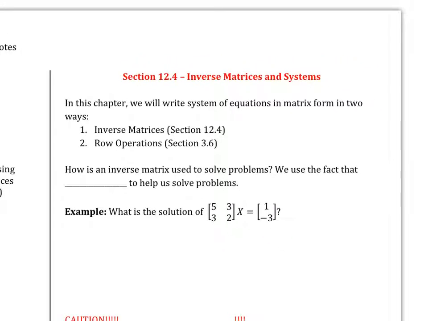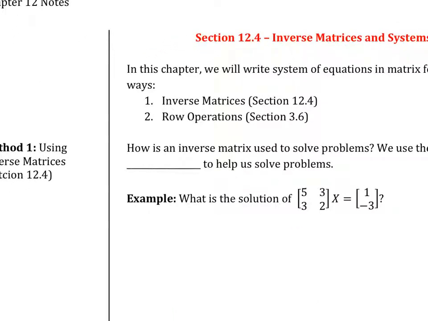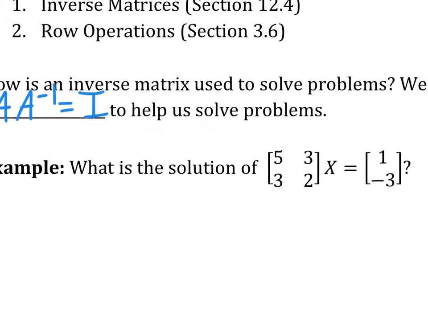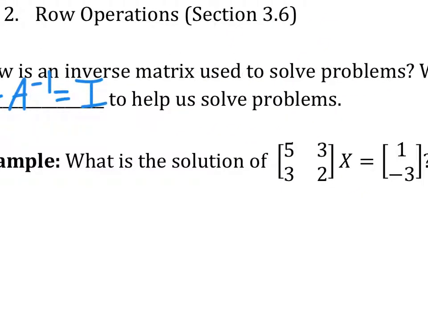Okay, inverse matrix. So how do we use inverse matrix to solve the problem? We have to use the fact that A times A inverse is equal to I. That's going to help us solve the problem. So the matrix times its inverse is going to give us the identity matrix. So for example, let's look at this one. Matrix times X matrix is equal to matrix. So what does your intuition tell you? How will I find X?